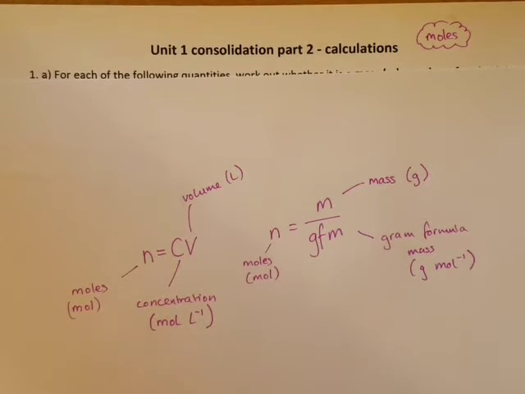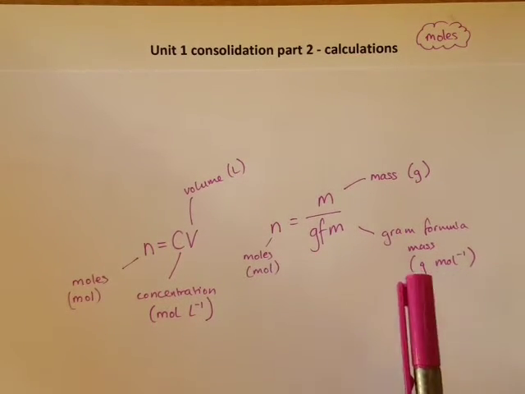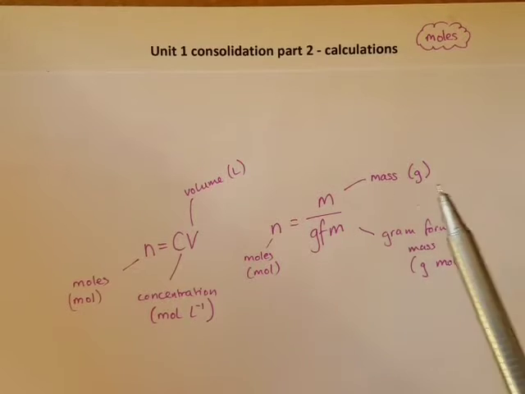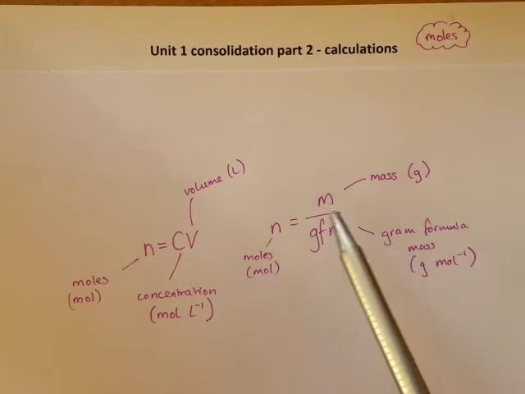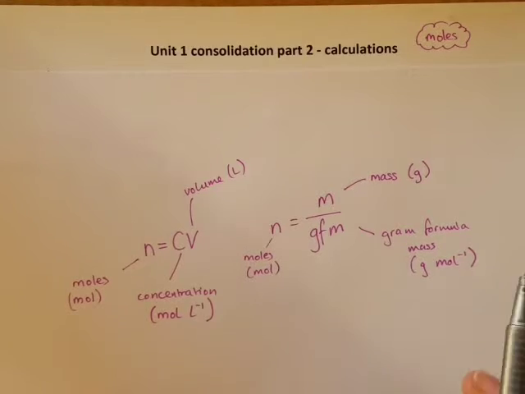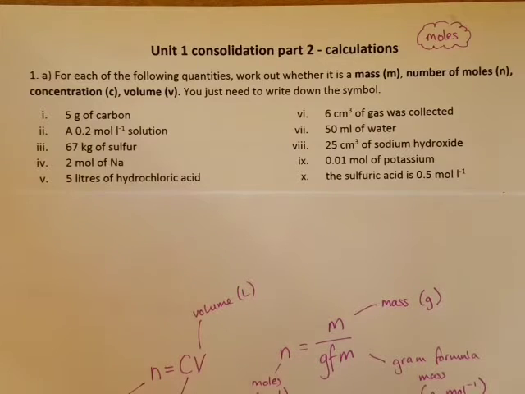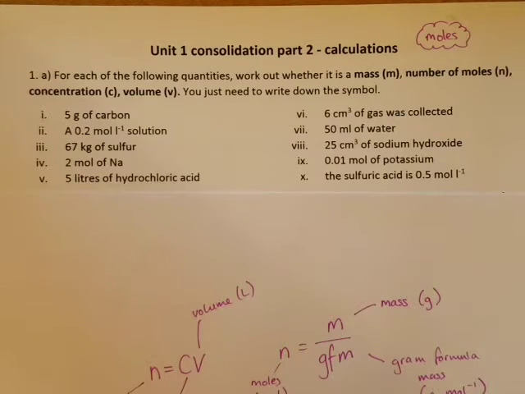Now, one thing that people got a little bit stuck on in the test was which equation to use. And which equation to use if you're asked about moles depends on what information you're given. So our first question in this revision A worksheet is just to get you practicing working out from a number what quantity it's actually talking about. So it might be better for me to explain that by looking at the question. What I'd like you to do, for each of the following quantities, is work out whether it is a mass, a number of moles, a concentration, or a volume. You just need to write down the symbol.